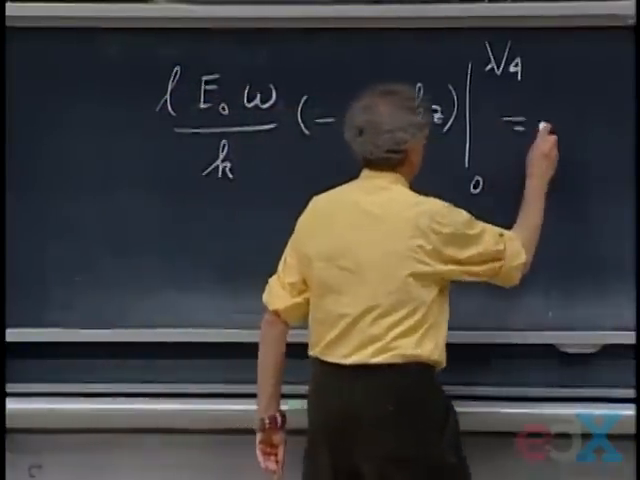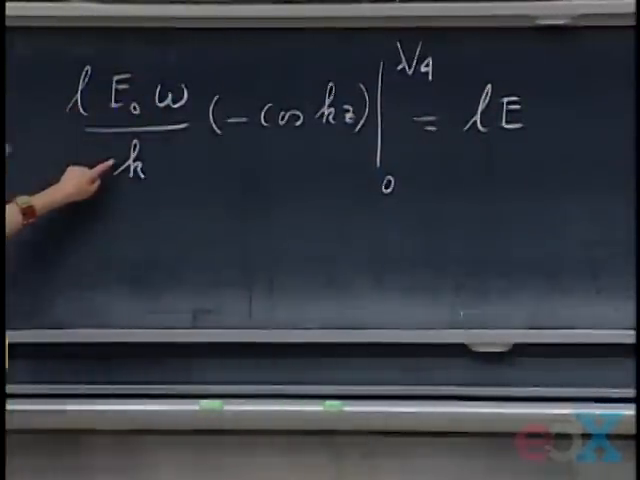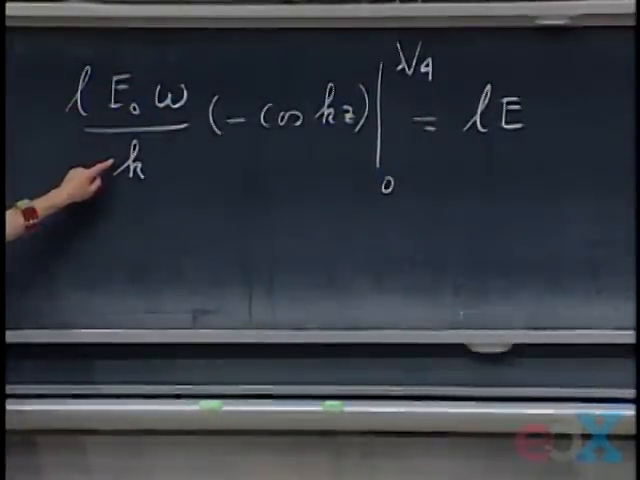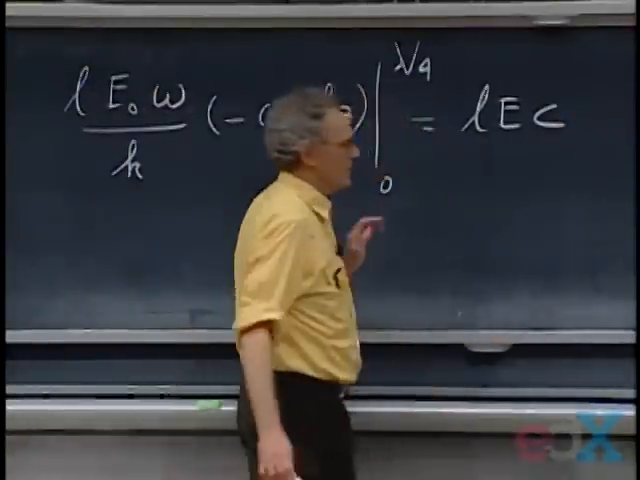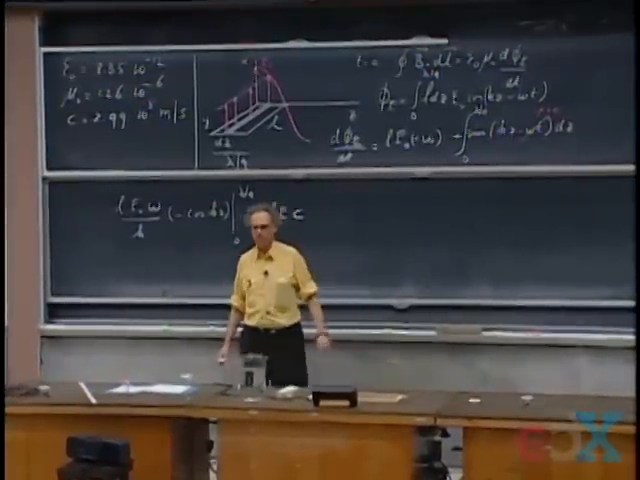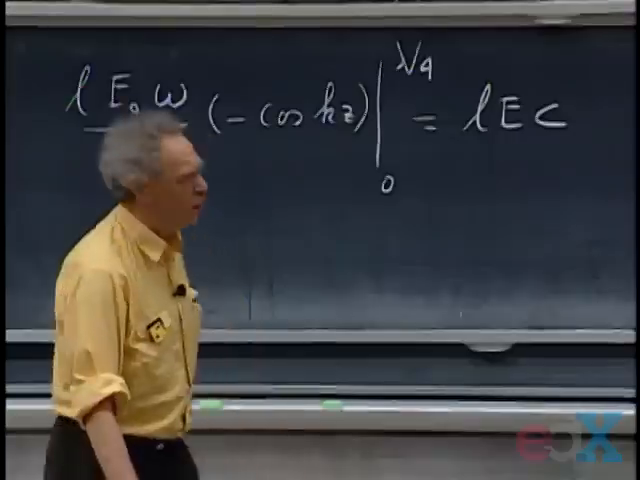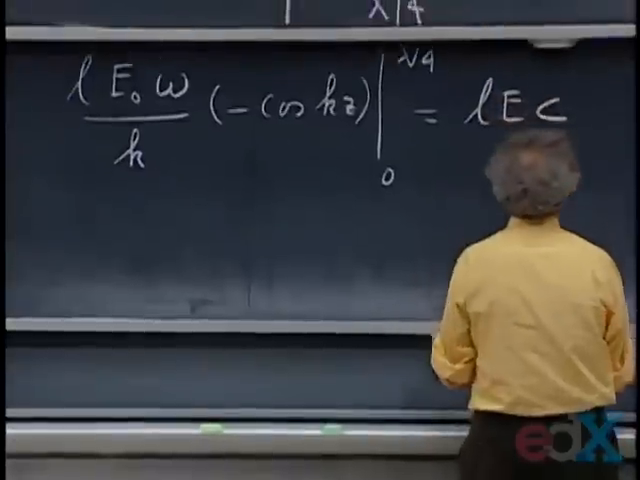And so the answer is L times E0 times omega divided by k, but we call that c in vacuum, that is the speed of electromagnetic radiation. So this is the answer to d phi E dt. Now I have to do the closed loop integral of B dot dl. And that is easy.